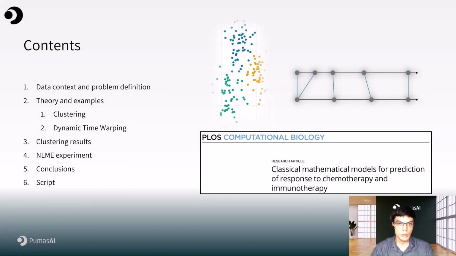First, to give an overview of the topics we're going to discuss, first to represent some context around the data that comes from the paper in the lower right, and also some definitions of the problems we're trying to solve and some goals we have with the analysis.